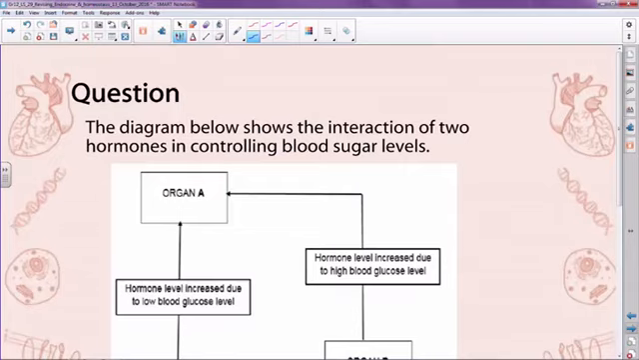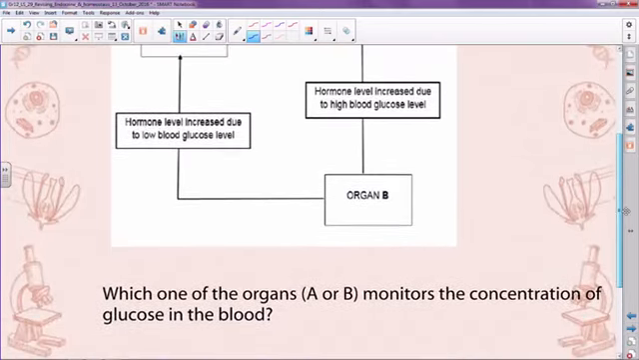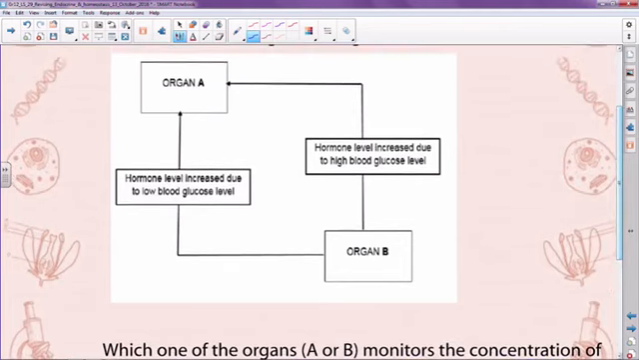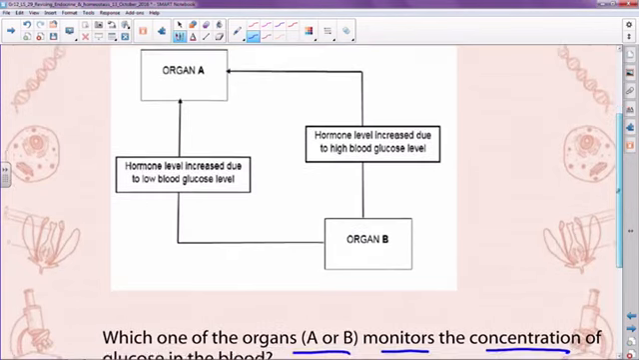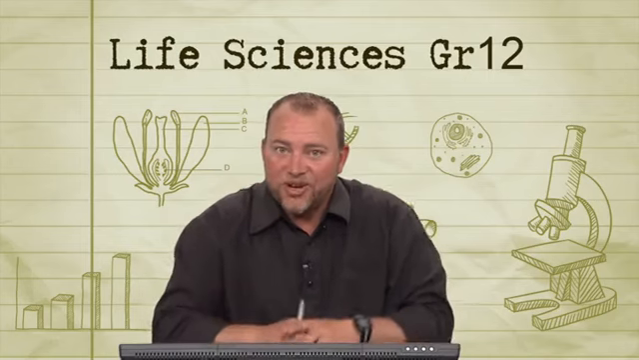Sticking with the same question, this whole thing, as I said, has just got questions in it all the time. So here we go. Which one of the organs, A or B, monitors the concentration of glucose in the blood? Which one, A or B? One minute. Are you ready? Off you go.